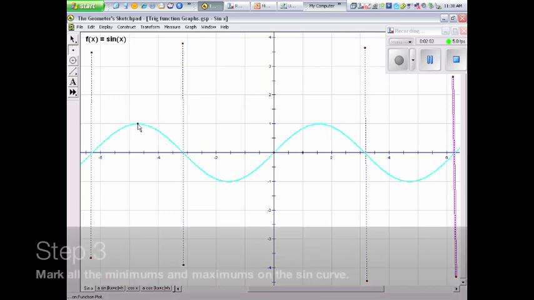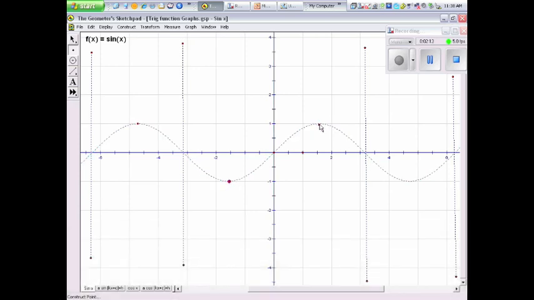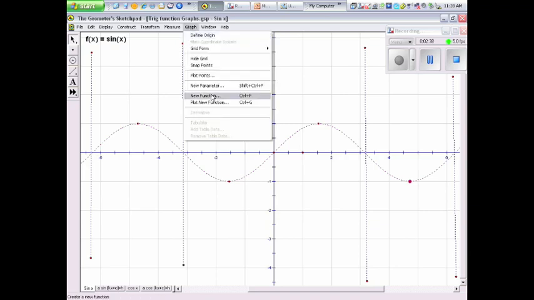The next thing I want to do is make a point at the minimums and maximums of each graph. There's a point here, there's a point here, and a point right about here. Now once I've got these points labeled, in order for me to graph the cosecant, I've got my boundary lines drawn, my asymptotes. I've got my vertices at these points here.